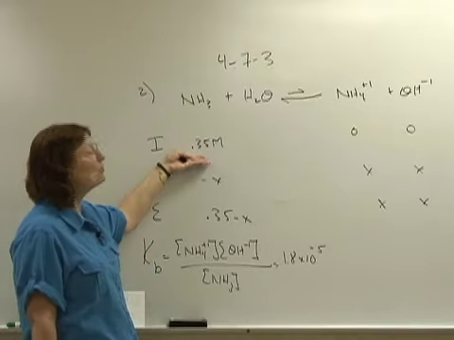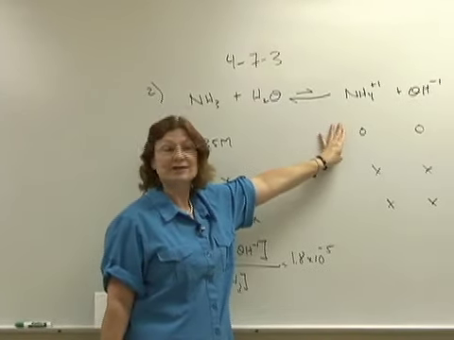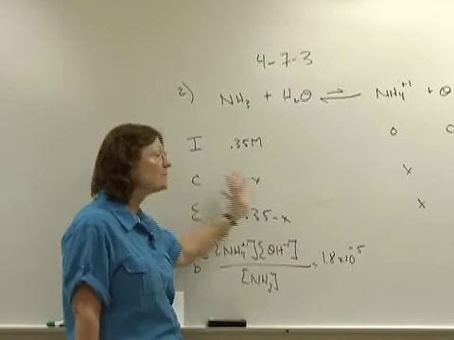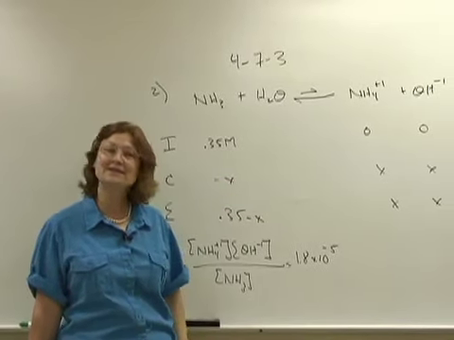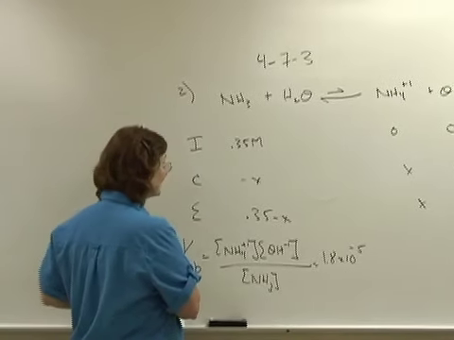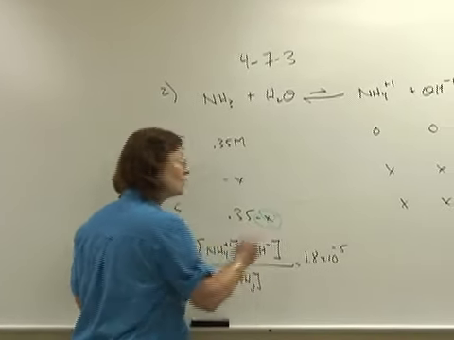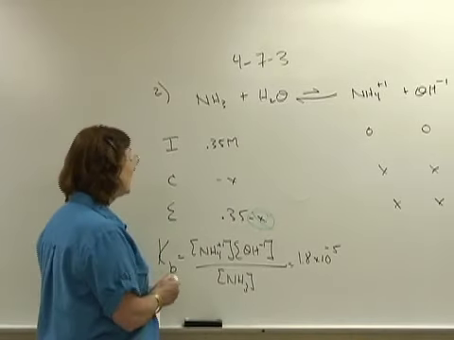Now I'm given 0.35 molar of the ammonia solution, and I have nothing to begin with initially. Then the change is that some of it will dissociate. I don't know how much, so I assign it an X. Then I am going to say that it's going to be less than 5% dissociated, so I don't need to worry about any quadratic equation.